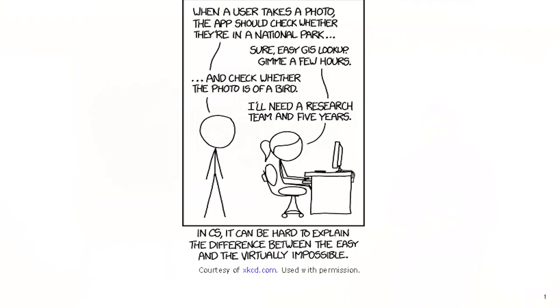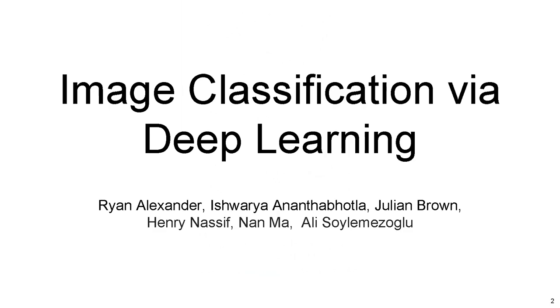All right, so as this XKCD comic points out, in CS it can be very difficult to figure out when something is just really hard or something is virtually impossible. And until a couple years ago, people thought image classification would be closer to the impossible side. But with the advent of deep learning technology, we've made significant strides in image classification, and now the problem is actually quite tractable.